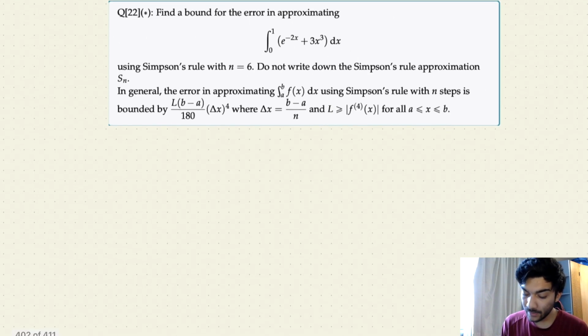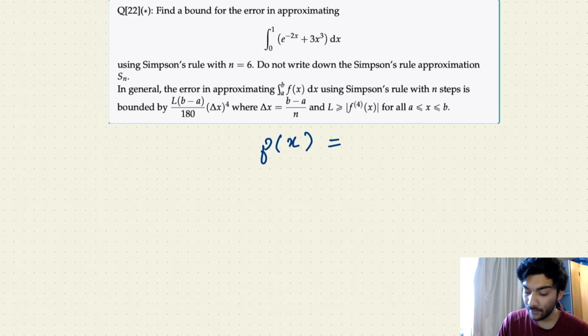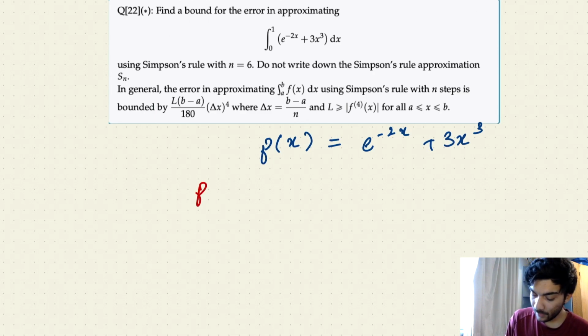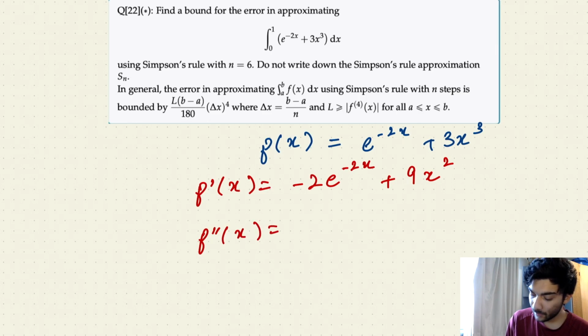In this case, as you can clearly see as well, f of x is the function for which we are calculating the integral. f of x is e to the power minus 2x plus 3x cube in this case. And if we calculate the derivative of this expression, the first derivative would be simply minus 2 e to the power minus 2x plus 9x square. Second derivative would be 4 e to the power minus 2x plus 18x.